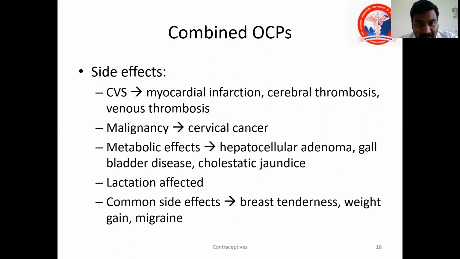And as it has a metabolic effect in the liver, it may cause a dyslipidemic profile. It has a chance to cause hepatocellular adenoma, gallbladder disease and cholestatic jaundice. Also, in previous research, it has been found that it has an increased risk of cervical cancer. And estrogen is there, no? So lactation might be affected. It is not prescribed for a breastfeeding woman. Other common side effects like breast tenderness, weight gain, etc. are also seen.